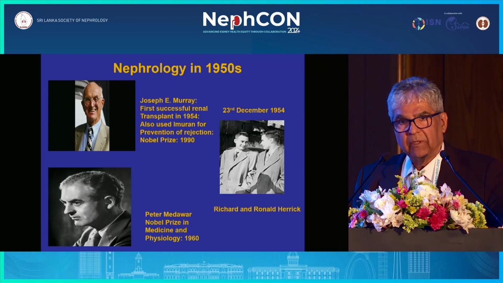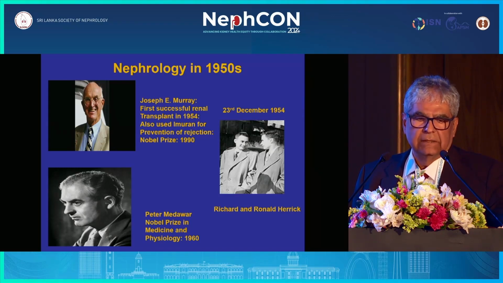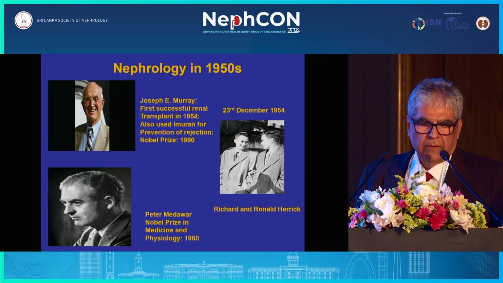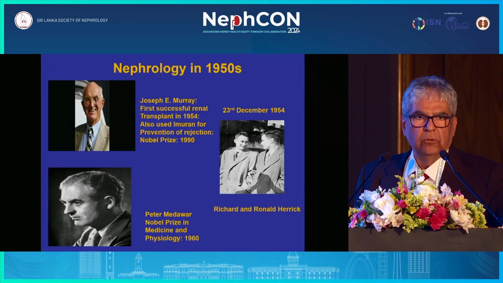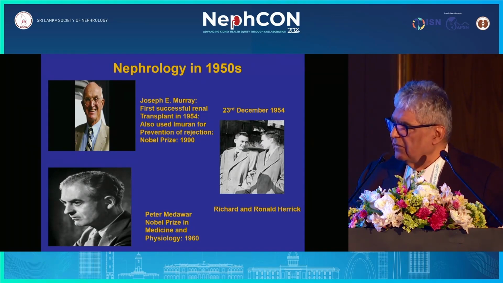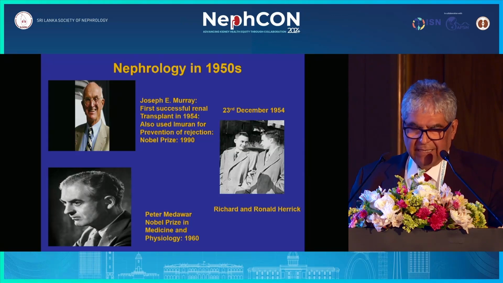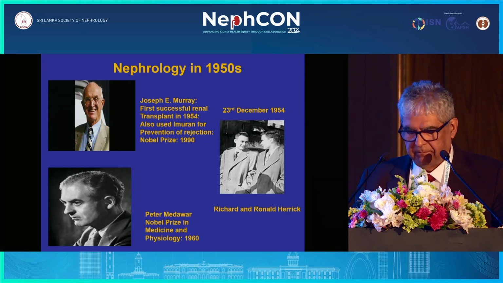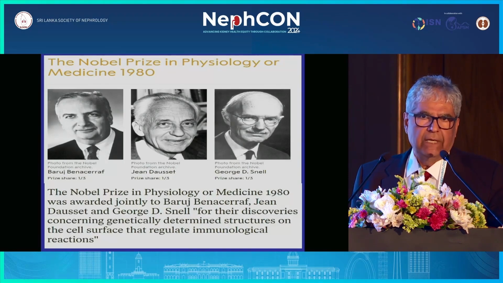But we need to also remember those who are heroes of our specialty. Joseph Murray was the first one who did the successful transplant on 23rd of December, 1954, between two identical twins, Ronnie and Roderick. We need to remember Peter Medawar, who described in 1950 how rejection happens, which we heard from our colleagues today. He's the one who described every mechanism. We need to remember these three guys who were given the Nobel Prize for the discovery of HLA.